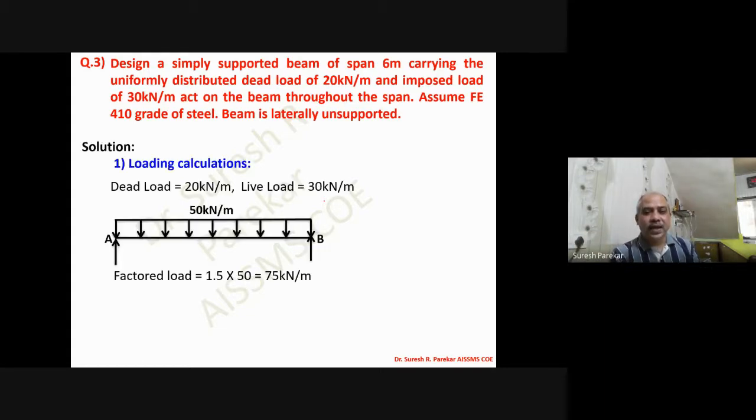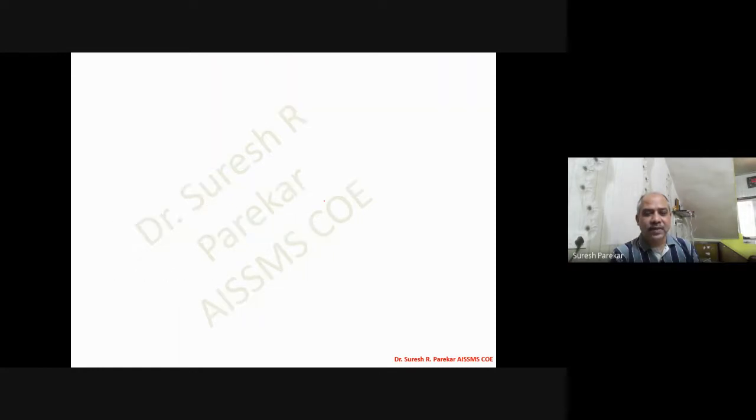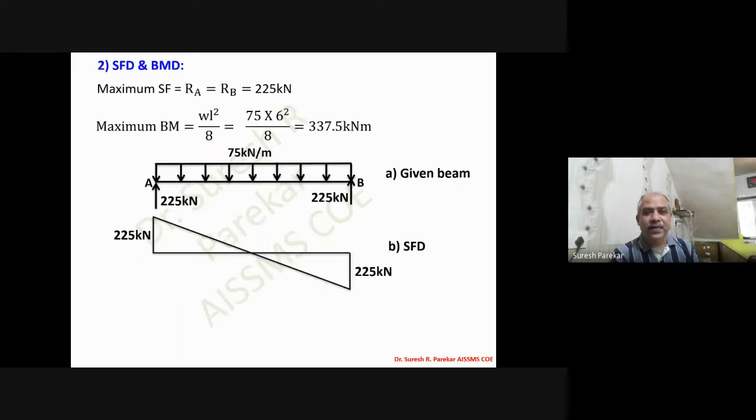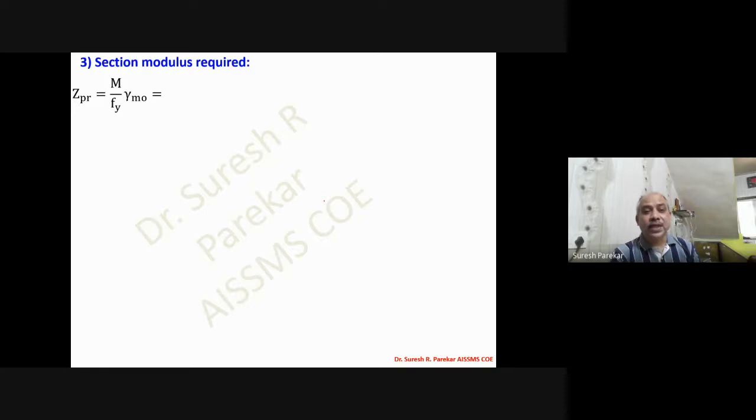So we have the loading condition the same. Then in the same way, the first part, SFD and BMD, we have the same, no change. Now, section modulus required. Here you can see that as our beam is allowed to deflect laterally, the full strength of the member will not be utilized over there.